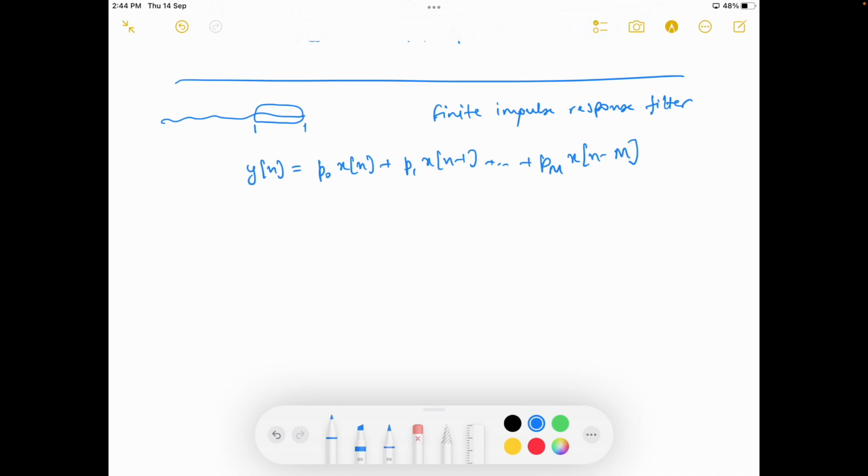It has a finite impulse response. What is the impulse response? You are convolving x with h. So in this case, what is my h? Tell me, for this filter, what is h? You have p naught delta n plus p1 delta n minus 1. And y of n is the convolution of that h of n with x of n. And that's why you obtained this. So the impulse response is finite in length.